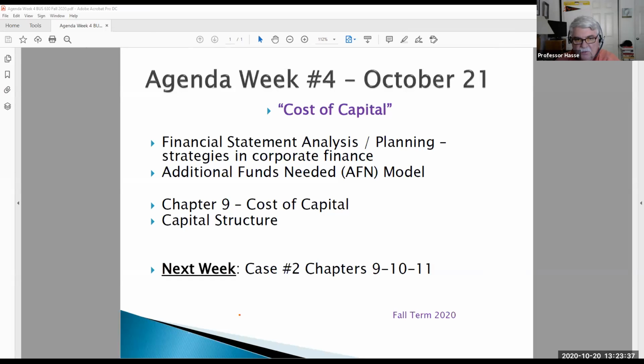Our subject is cost of capital, chapter 9 in our textbook tonight, capital structure. What does it cost us to acquire assets to maintain the corporate growth and return of our corporation? But before we get to that, we're going to talk about Chapter 13, the additional funds needed model, a way of using financial statement analysis to plan into the future your capital needs.